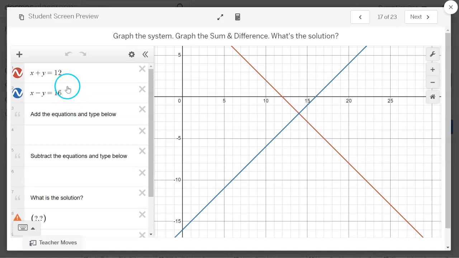And here they're doing it again. So here's two equations given. Now add the equations and put it here, and it's going to add a line to this graph. And then subtract the equations and put that here, and then what is the solution to this system? Well, they could actually get that here, but encourage them to use these equations to see if they can understand where those might be coming from in the equations.